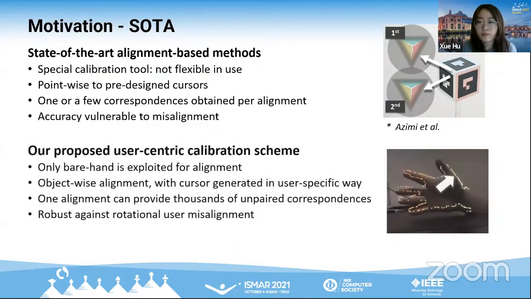To solve these problems, we propose a user-centric calibration scheme that directly exploits users' bare hand. The required alignment is object-wise to a hand cursor generated in a user-specific way. Each alignment will provide thousands of unpaired correspondences so that a single alignment can potentially ensure reliable calibration. Finally, our method can constrain the rotational misalignment performed by inexperienced users.